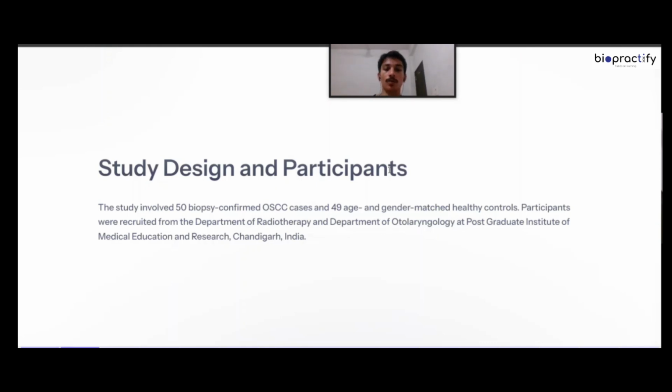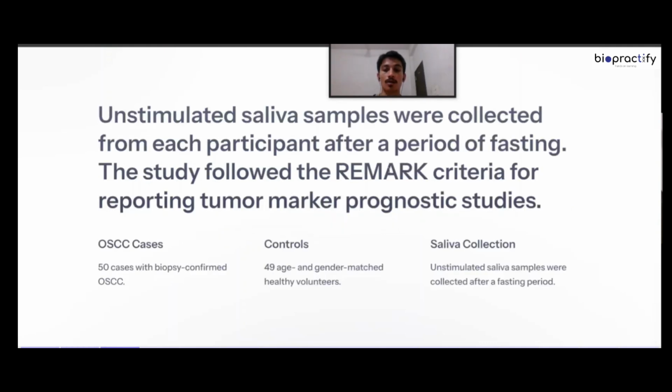Now the participants were recruited from the Department of Radiotherapy and Department of Otolaryngology at the Postgraduate Institute of Medical Education and Research in Chandigarh, India. The process was that unstimulated saliva samples were collected from each participant after a period of fasting. The study followed the REMARK criteria for reporting tumor marker prognostic studies.